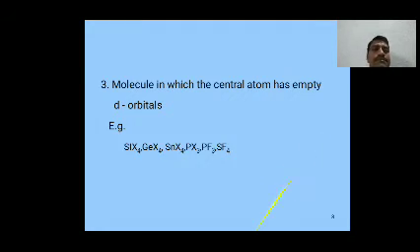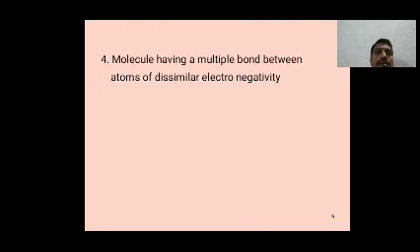For example, silicon tetrahalide, germanium tetrahalide, tin tetrahalide, phosphorus trihalide, sulfur tetrafluoride, silicon tetrafluoride, tin tetrachloride. In all of these, empty orbitals are available on the central atom.